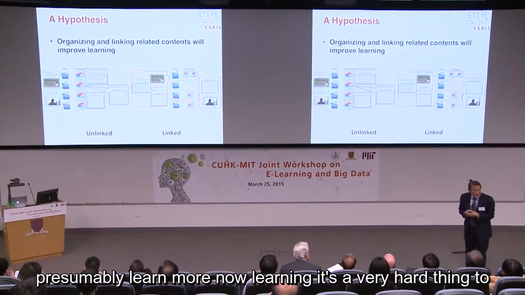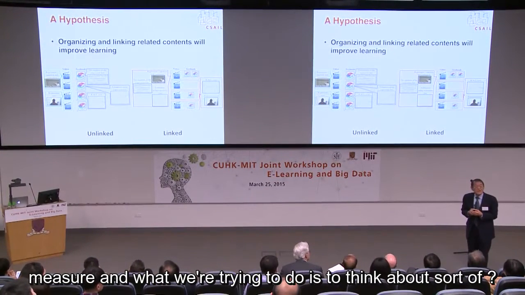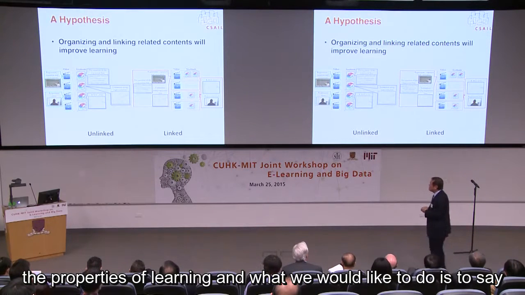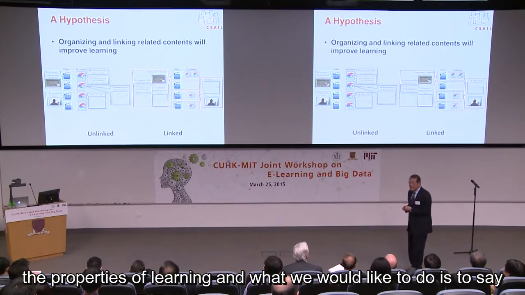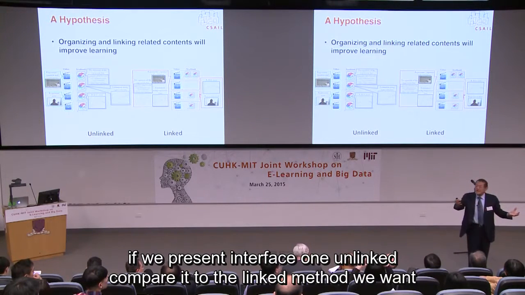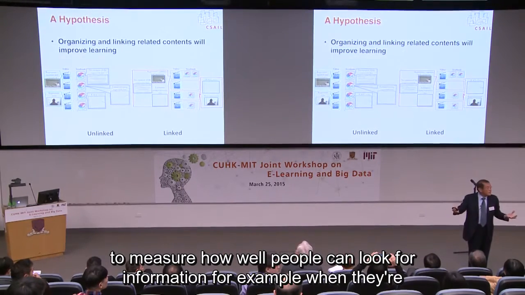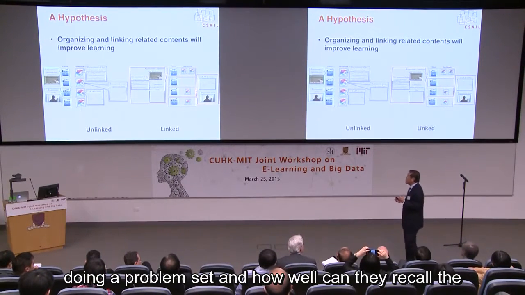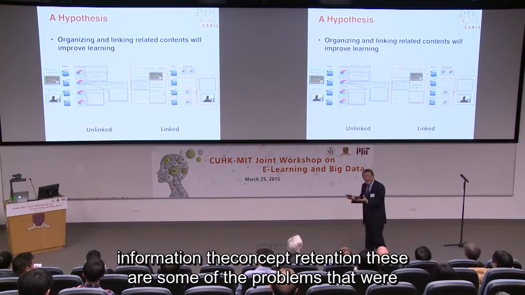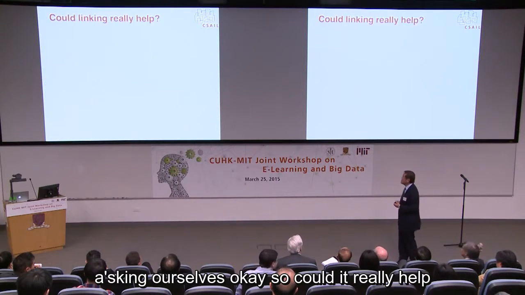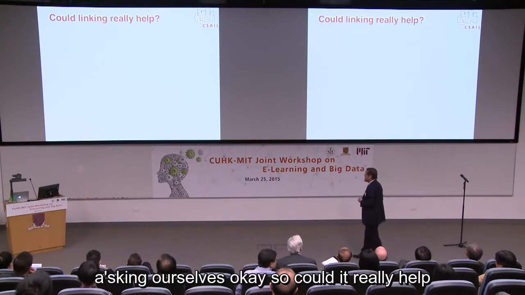Now, learning is a very hard thing to measure. And what we're trying to do is to think about sort of derivative properties of learning. And what we would like to do is to say, if we present interface 1, unlinked, compare it to the linked method, we want to measure how well people can look for information, for example, when they're doing a problem set, and how well can they recall the information, the concept retention. These are some of the problems that we're asking ourselves, okay? So could it really help?